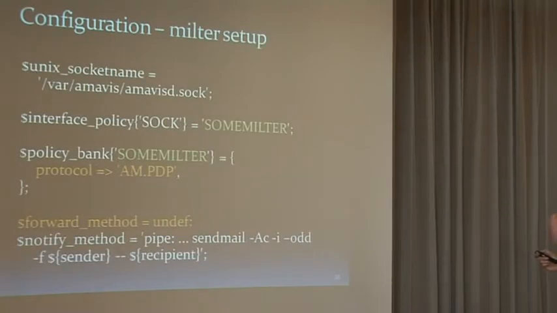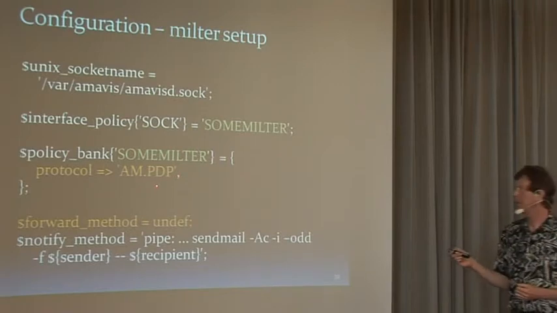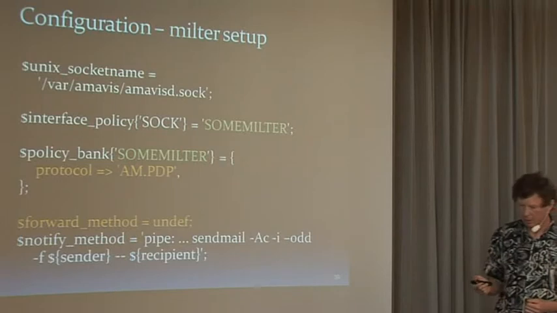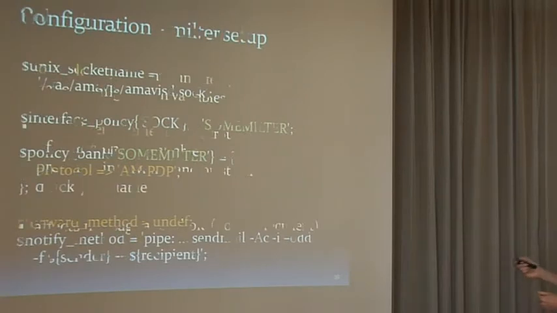Okay, the mailer is someone special in that the forwarding is done by the mailer itself, so just disable the forwarding method. And on the input side, you have to tell it not to use the SMTP protocol, which is the default, but you have to use that special protocol.